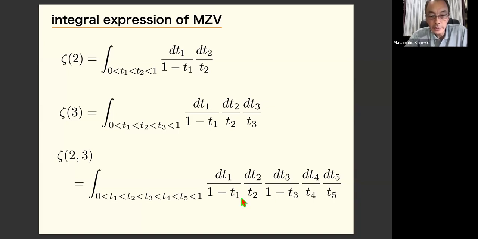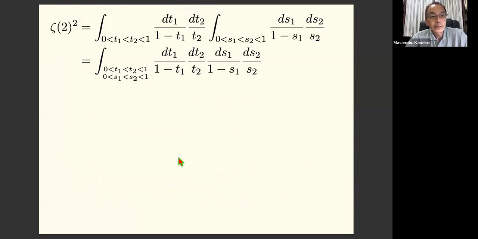I won't explain the rule in detail, but the dimension of the integral is the weight. So 2, 3 is weight 5, and this is a 5-dimensional integral. The first two parts correspond to 2, and the next three parts correspond to 3. So like this. Then let's compute again, not again, but compute zeta 2 squared.